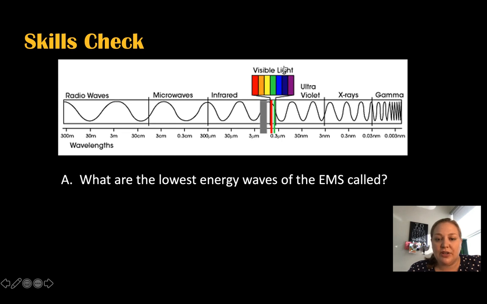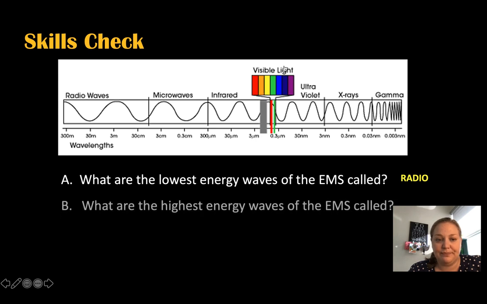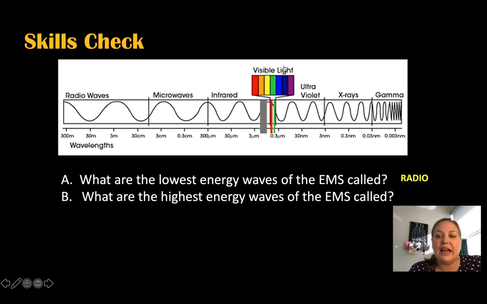What are the lowest energy waves of the electromagnetic spectrum called? You should have guessed radio waves. Okay, lowest energy. How about the highest energy waves? It's got to be the opposite from radio. Good job. Those are gamma rays. It's the same thing that made the Hulk too.